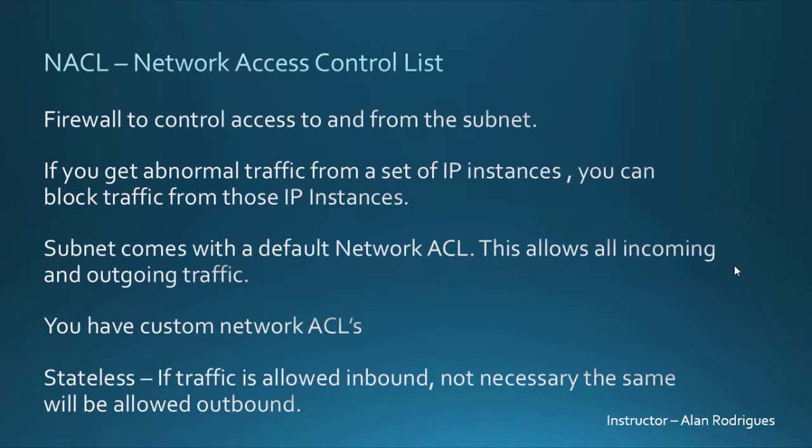A perfect example of this is that suppose you start getting abnormal traffic from a set of IP addresses. You can actually block traffic from these IP addresses. This is a common use case of a DDoS attack. If you're getting a lot of traffic from one set and these particular IP addresses have been identified by your IT security team, you can put a deny rule in your network access control list to ensure that all traffic from these IPs is denied in your subnet.